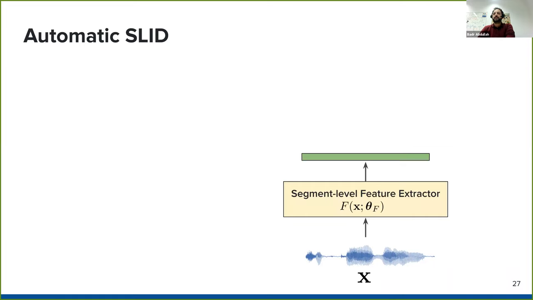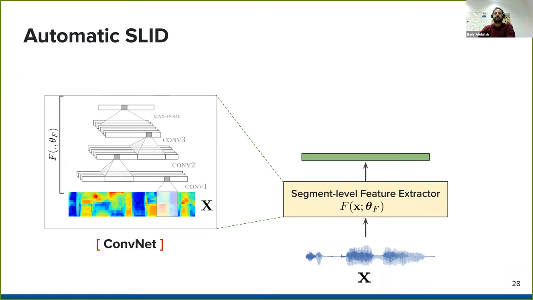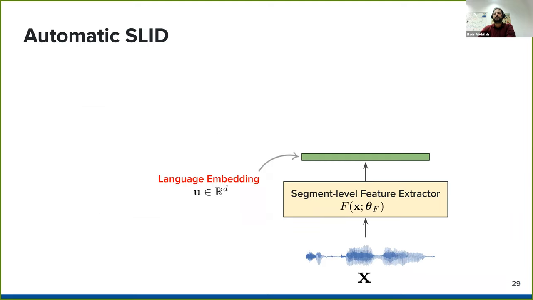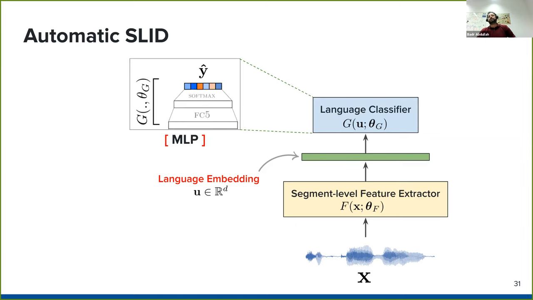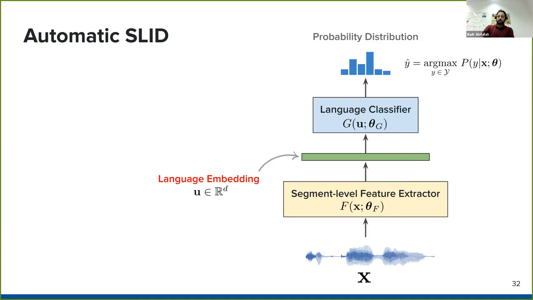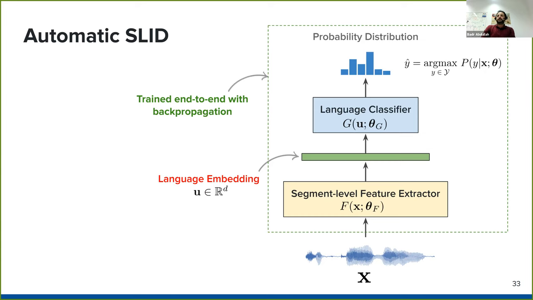And this spoken utterance gets projected with a segment-level feature extractor into a single embedding. This segment-level feature extractor could be something like what we have done here, a convolutional neural network that would take a spectral representation of the spoken utterance and then project this into a fixed-dimensionality language embedding. And this language embedding then would go to a language classifier, which could be something like a multi-layer perceptron, and then we get a probability distribution over the language space. This system is trained end-to-end with backpropagation without assuming any symbolic representation of the input at any stage in the model.